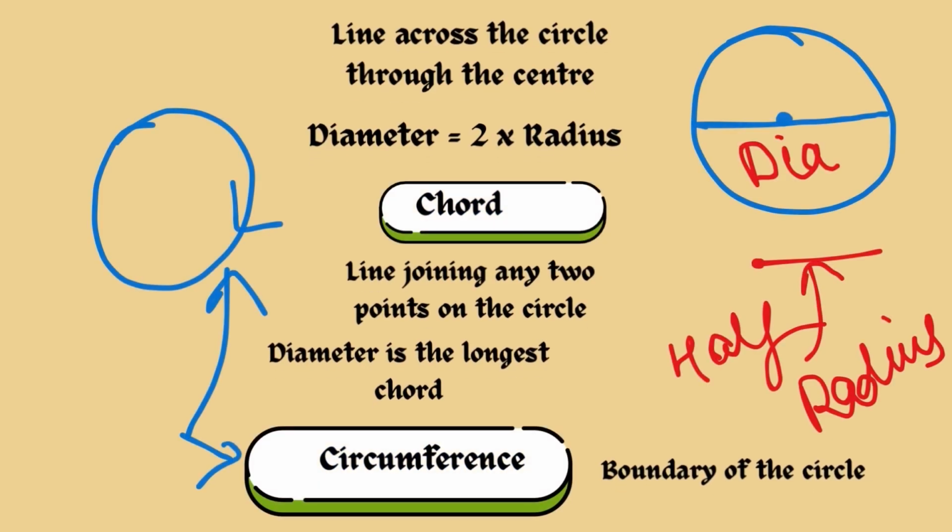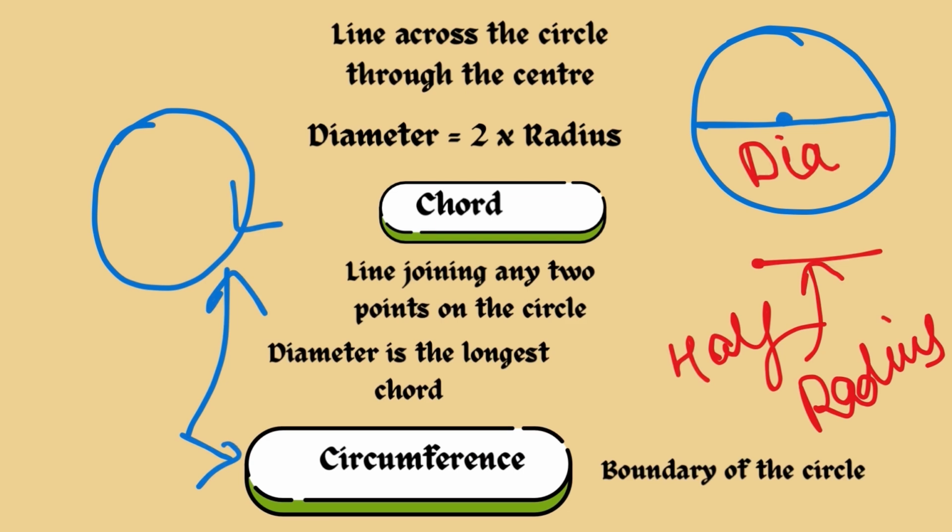Okay, so now we need to understand what is a circle and what are the parts of the circle. Diameter, radius, chord, circumference. These are the parts of the circle. A straight line crossing the circle through the center is called a diameter. And the diameter is always twice the radius. And the radius is the distance from the center to the edge of the circle.